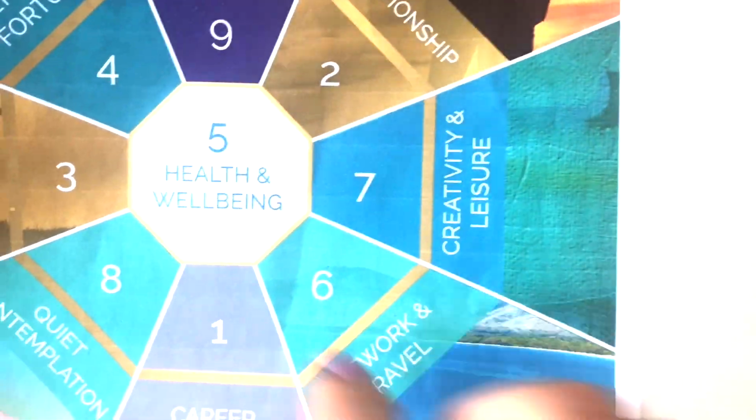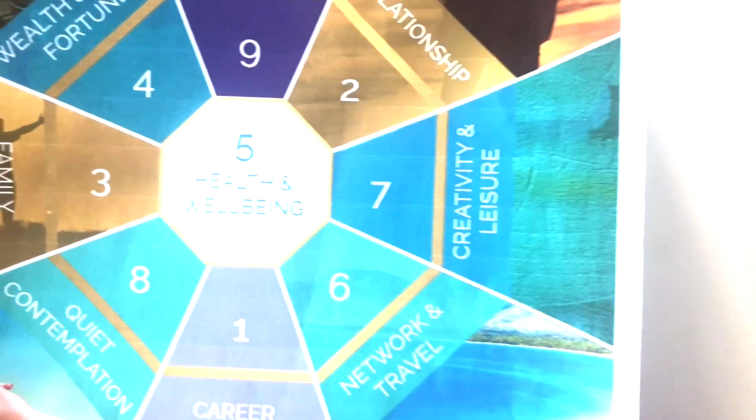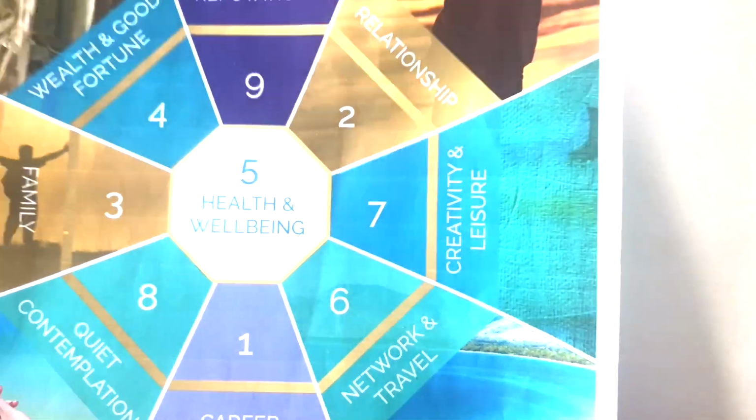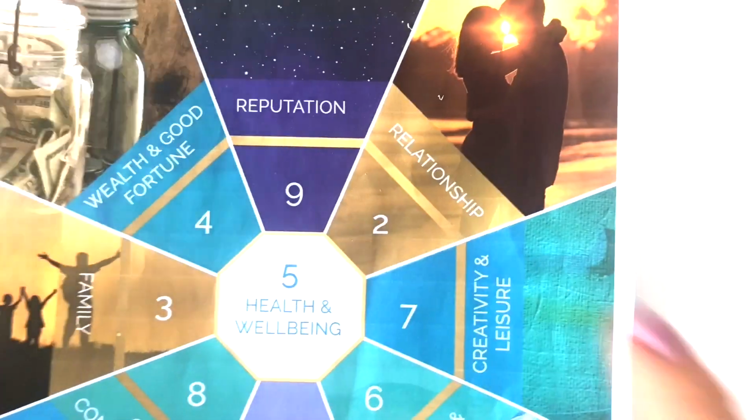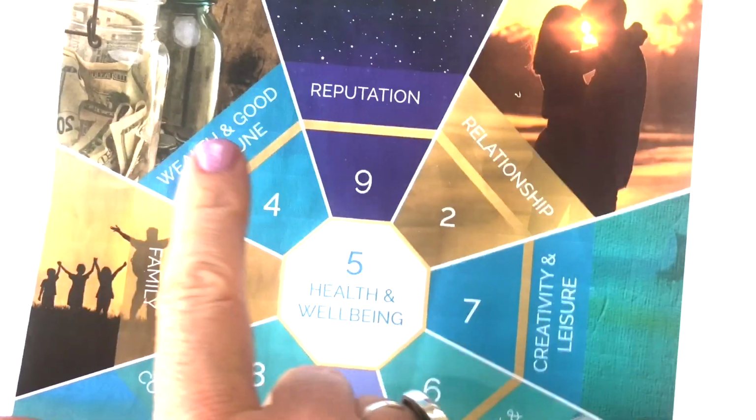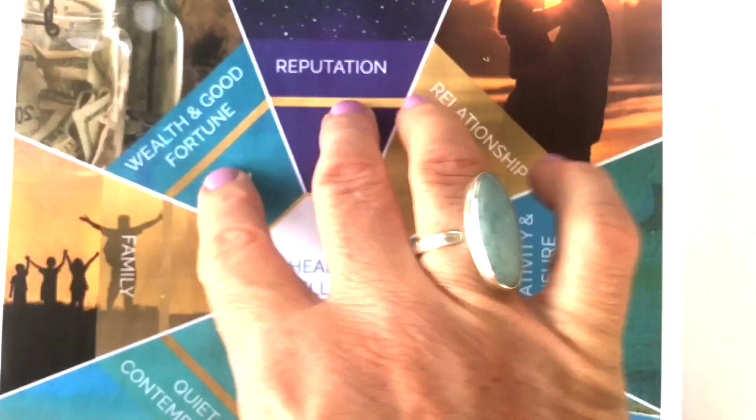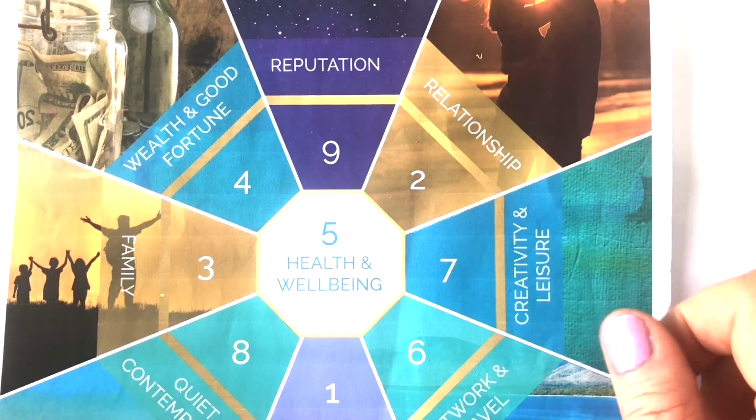So each of these, I call them little cake slices, relates to an aspect of life. And what we're going to do for this particular video is we're going to look at your reputation, your career, and your wealth, because those are 3 life areas that are really important for your business.